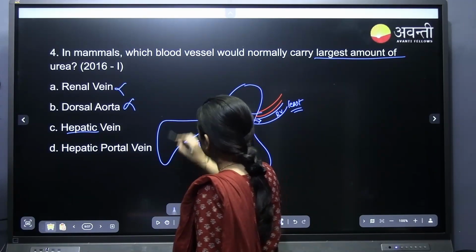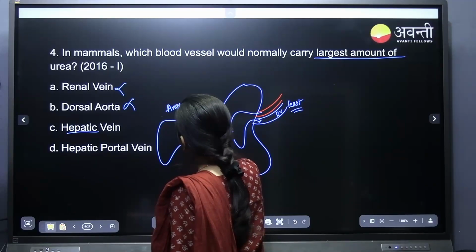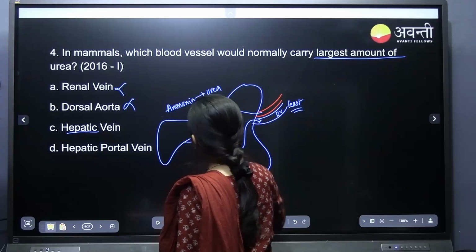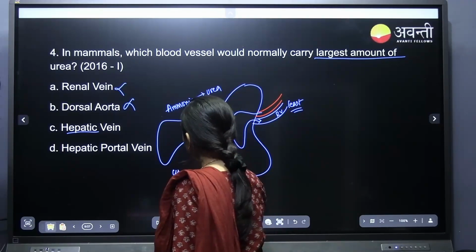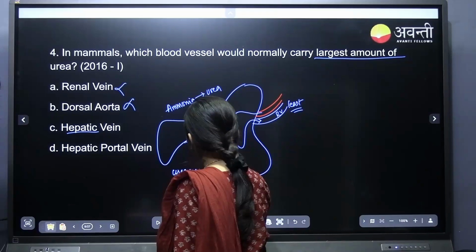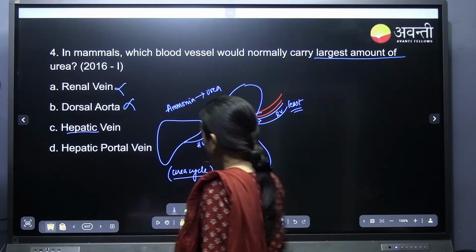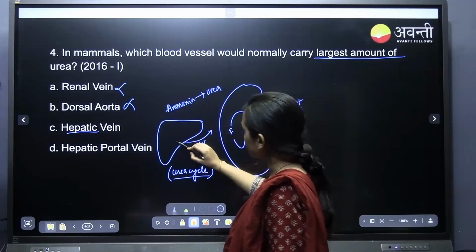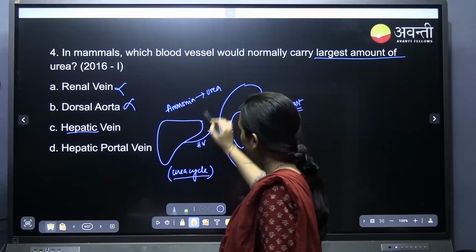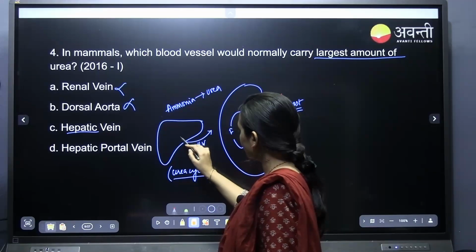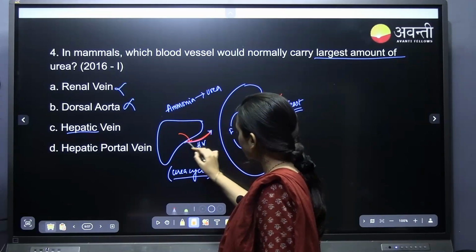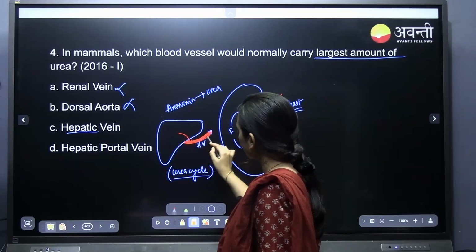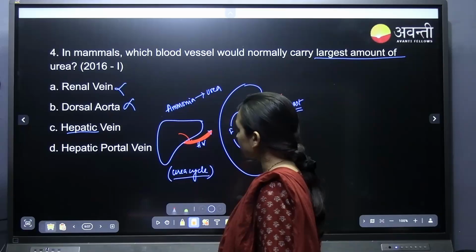So what happens in the liver? In the liver, ammonia is converted to urea. There is something called the urea cycle that takes place. Ammonia is converted to urea here, and from there this urea will be dumped into the blood. So definitely, hepatic vein will have the highest concentration of urea in the whole body.